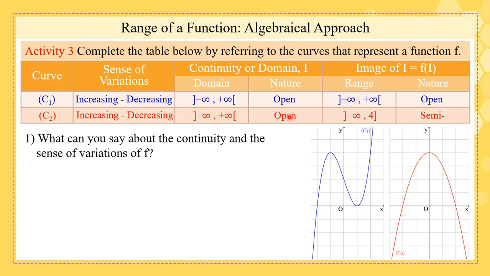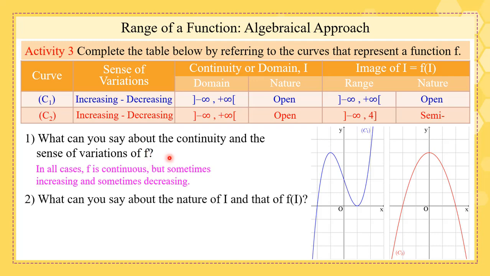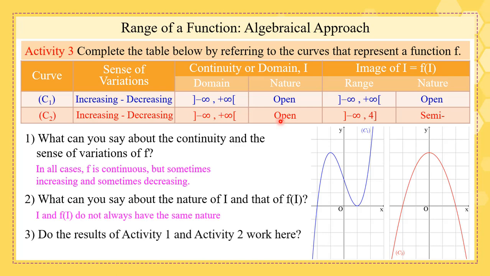Now, what can you say about the continuity and the sense of variations? We can say that in both cases f is continuous, but it's sometimes increasing and sometimes decreasing. And what can you say about the nature of I and f of I? In fact, there's no relation between I and f of I. Sometimes they do have the same nature and sometimes they don't. Okay, so do the results of activity 1 and activity 2 work here? In fact, no.